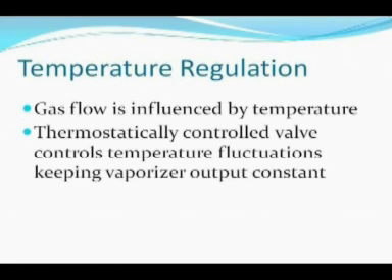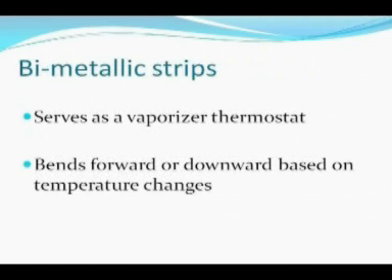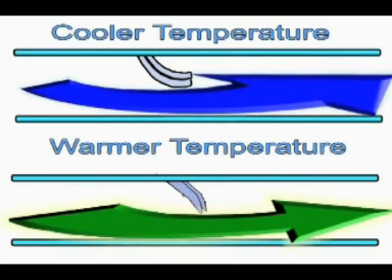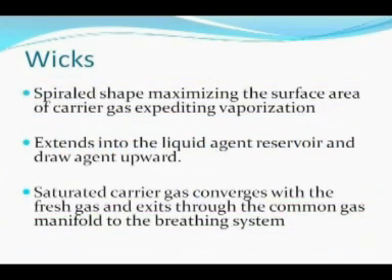Temperature greatly influences the amount of fresh gas that is diverted down to the vaporizing chamber. Temperature fluctuation is controlled by a thermostatic valve to keep the output constant regardless of temperature variations that occur in the vaporizer. There are two metal strips that are bonded together, a bimetallic strip, which serves as a thermostat in the vaporizer. The thermostat bends to the left to allow more gas through the vaporizing chamber when the temperature decreases. On the other hand, if the temperature increases, the thermostat bends the other way to restrict the amount of gas to the vaporizing chamber.